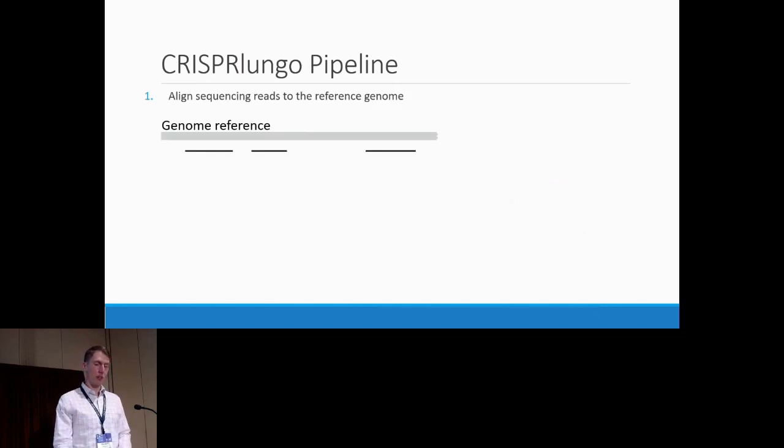CRISPRlungo performs five steps to do this analysis. The first step is that it will align reads to the genomic reference sequence. Because mispriming happens frequently when using single anchor amplicon sequencing, there is a lot of off-target mispriming as well. And so this first step helps remove off-target reads as well as linear amplification.